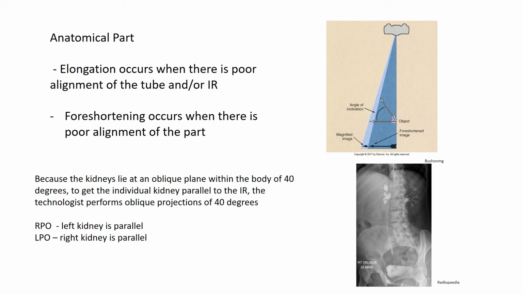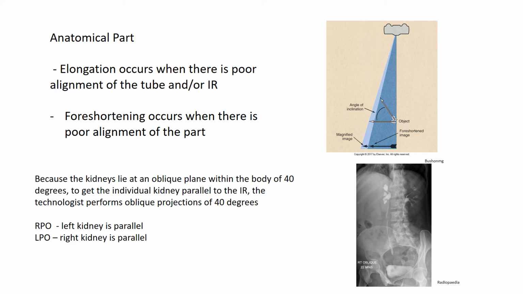Because the kidneys lie at an oblique angle within the body of 40 degrees, to get the individual kidney parallel to the IR, the technologist would perform oblique projections at 40 degrees. We'll learn this when we talk about IVPs, but if you were to take your hands and place them on your abdomen, the angle that your hands are at approximates the angle of the kidneys in your body.